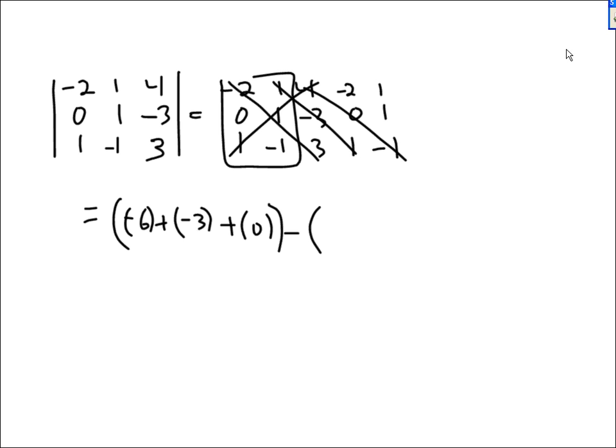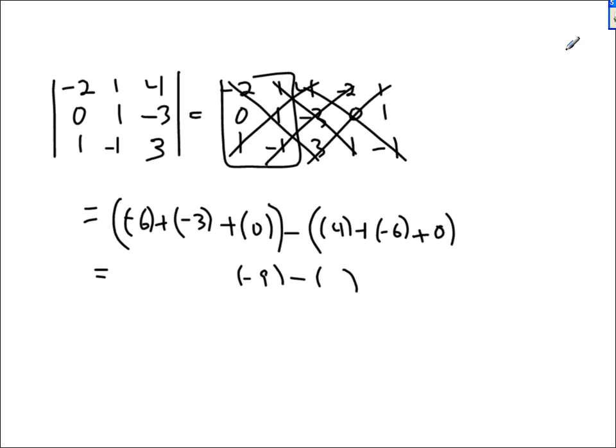You multiply these three numbers, you get 4. Plus those three numbers, you get negative 6. Those three numbers multiply out to 0. Now it's arithmetic. You have to know how to add and subtract signed numbers. First bracket is negative 9. The next bracket is negative 2. And that gives you negative 7.